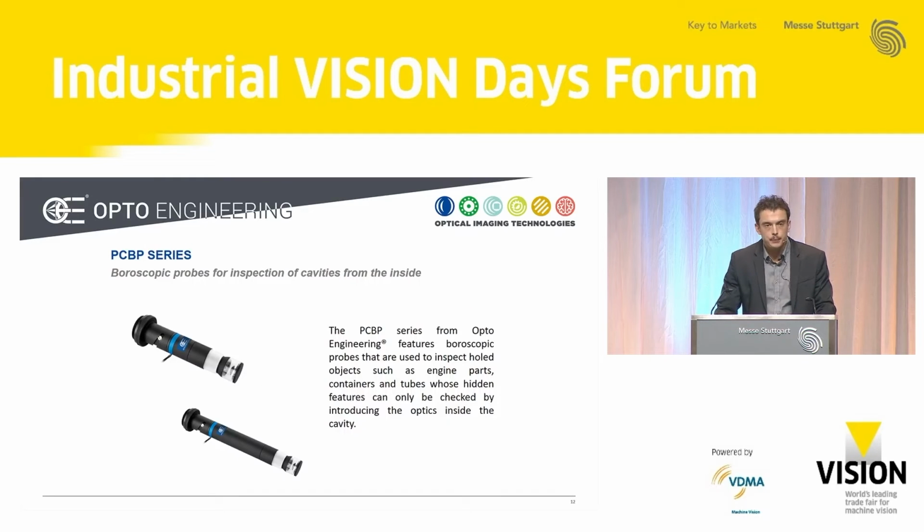The first type of inner inspection lenses is represented by the PCBP series, which features borescopic probes. So these optics are meant to acquire the sides of the object when they are inserted inside the cavity.